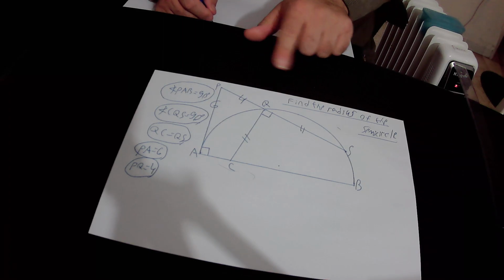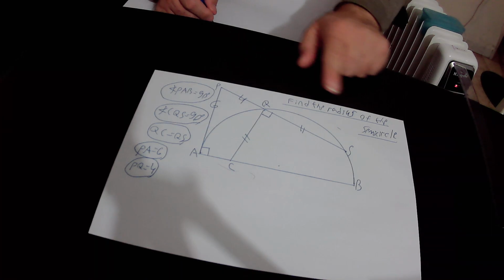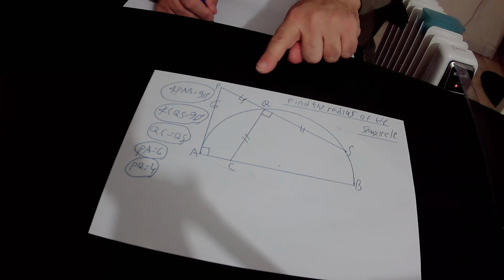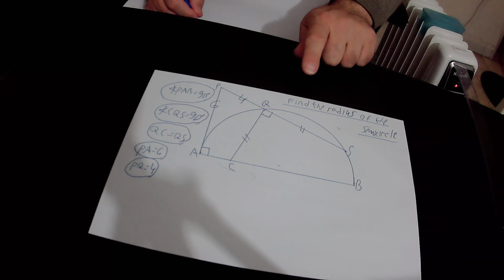Again, PS equals PQ plus QS. That is to say, PS in total equals PQ, that is 4, plus QS. So we substitute PS by 4 plus QS.